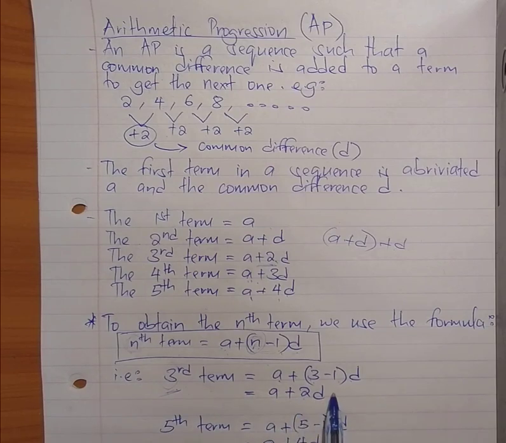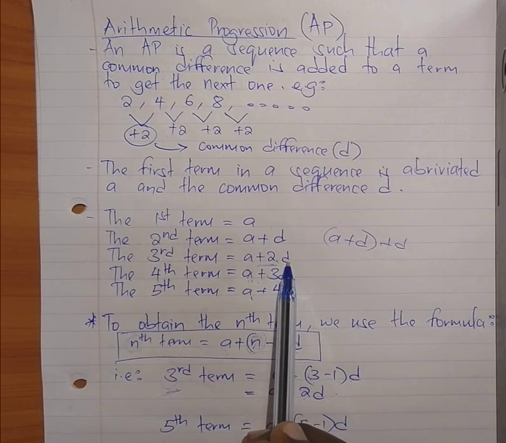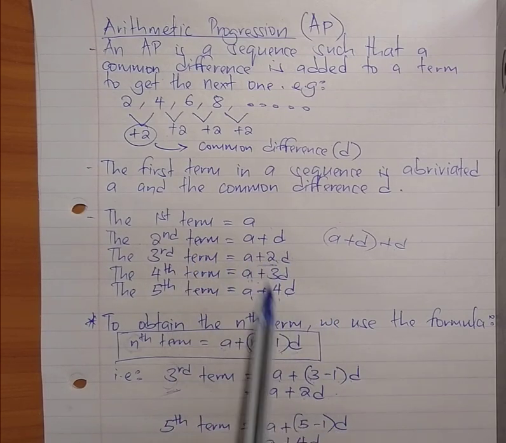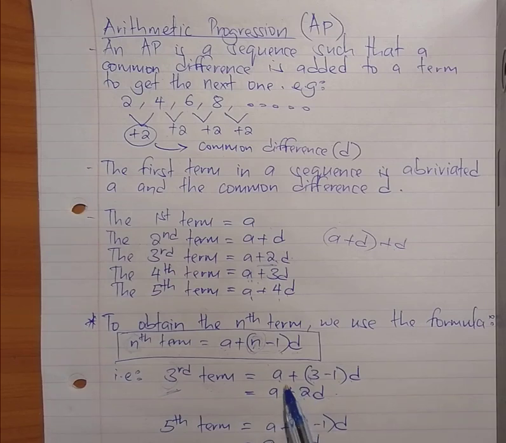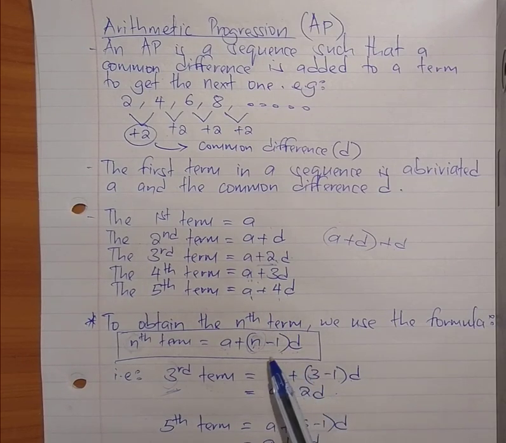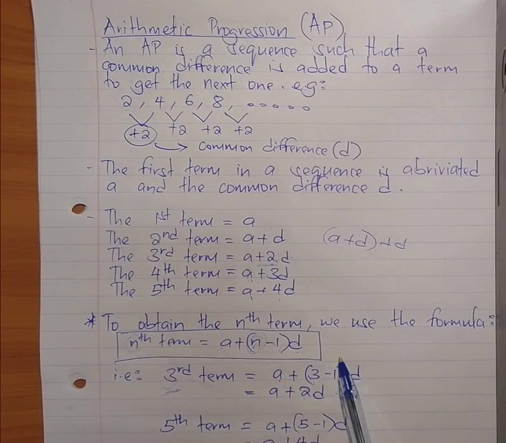And when you look closely, this is equal to this. A plus 2D, the third term here is A plus 2D. So you'll realize that this formula is a simpler method of finding the nth term. You don't need to add all the terms, because they can tell you to find the 30th term in a sequence. So you don't need to add all the 30 terms. You can just use this formula to make your work easier.